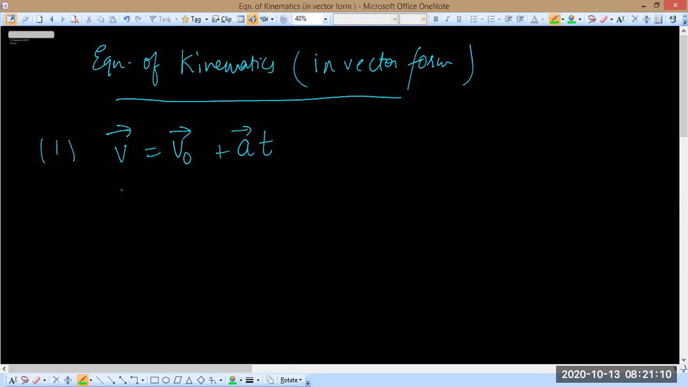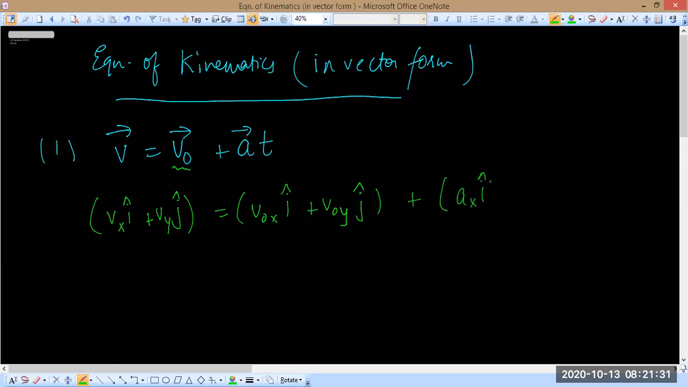You might be wondering how. Let's have a look. Instead of v, I can write vx i caret plus vy j caret. Instead of v0, I can write v0x i caret plus v0y j caret. And instead of acceleration vector, I can write ax i caret, and then you see what we are doing is we are simply going to follow the rules of addition.